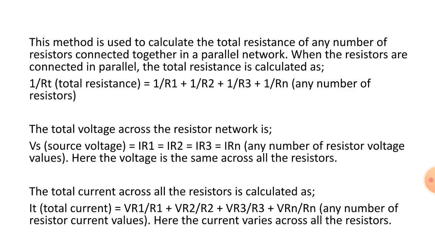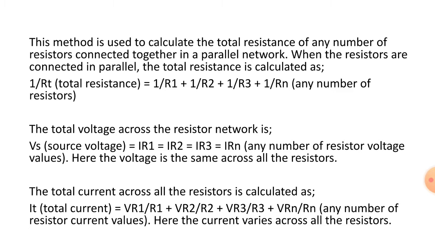This method is used to calculate the total resistance of any number of resistors connected together in a parallel network. When the resistors are connected in parallel, the total resistance is calculated as 1 by RT, or total resistance, equal to 1 by R1 plus 1 by R2 plus 1 by R3 plus 1 by Rn, or any number of resistors. The total voltage across the resistor network is Vs, or source voltage, equal to VR1 equal to VR2 equal to VR3 equal to VRn, or any number of resistor voltage values. Here the voltage is the same across all the resistors.